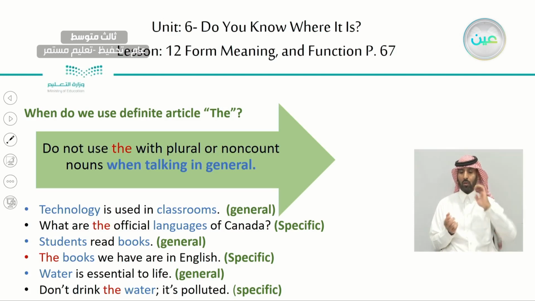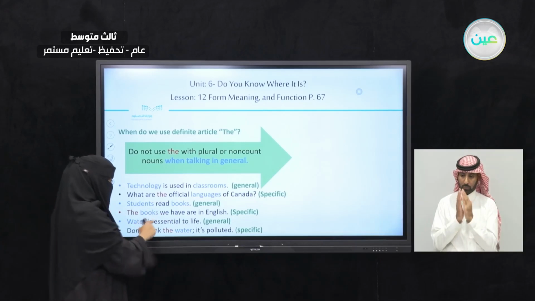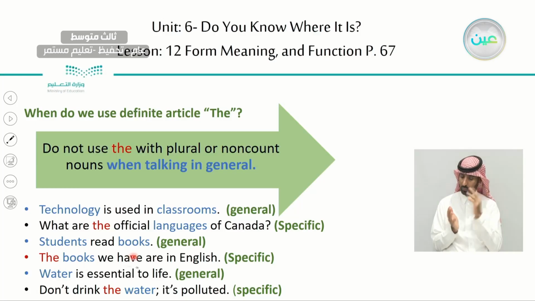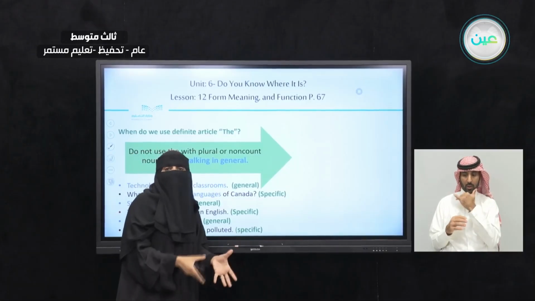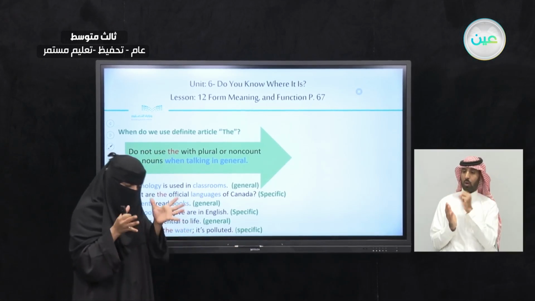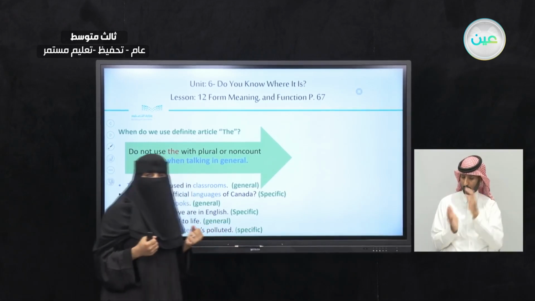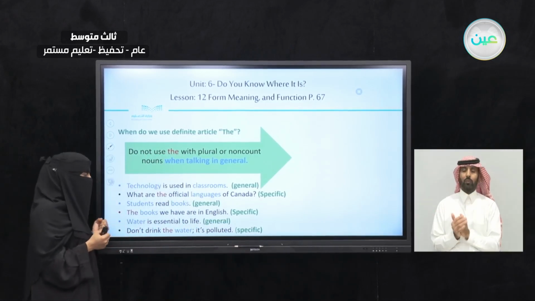Let's see the other example here. Students read books. This is very general. The second sentence: the books we have are in English. So I'm talking about specific books we have. I didn't say books are in English. No. I'm talking about specific ones. The books we have. Something specific. That's why I used the.